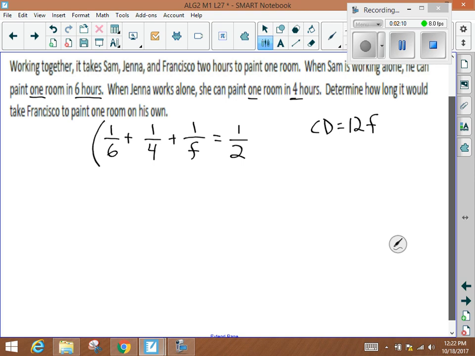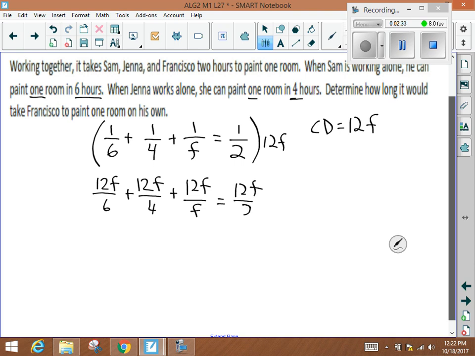All right, so I'm going to go ahead and multiply this whole equation by 12f. So I have 12f over 6 plus 12f over 4 plus 12f over f is equal to 12f over 2. And that's going to give me 2f here, right? 12 divided by 6 is 2. And 3f here. And then 12 here. And this gives me 6f.